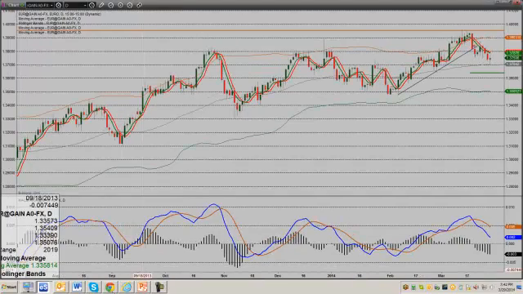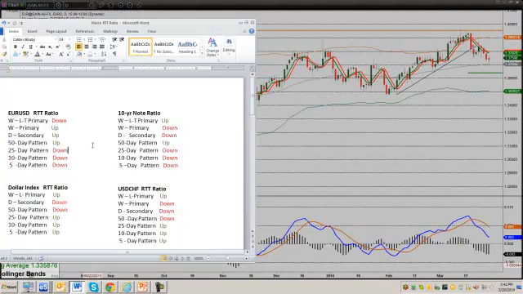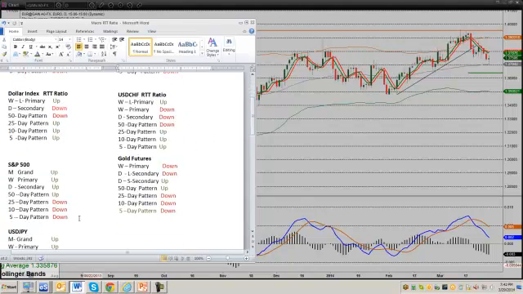Pretty familiar pattern to us, however, in our RTT ratio. Shorter term patterns are down, longer term patterns are still up. So something's got to give way. And you're seeing a pattern here in all these markets, the 10-year note, same thing. Shorter term patterns are down, but the longer term guys, the 50-day, still kind of wrestling with it. So familiar pattern, U.S. stock market here, you see short-term patterns down, yet longer-term patterns are up.